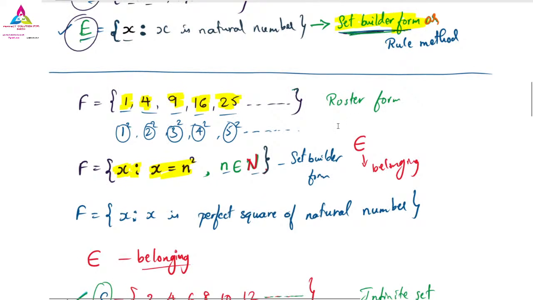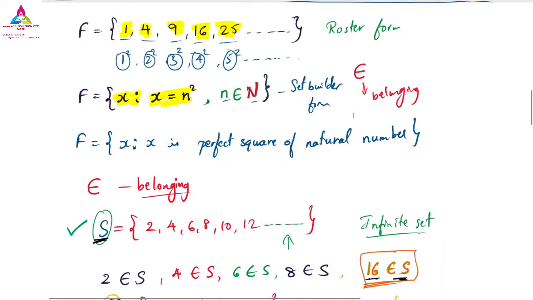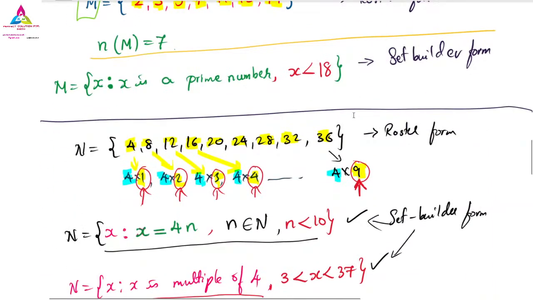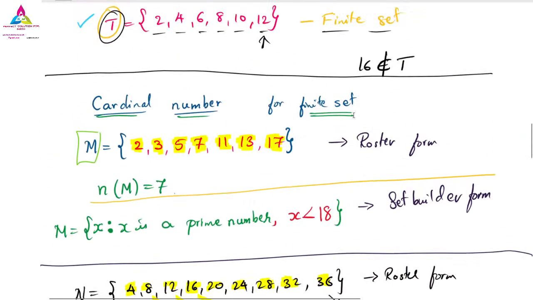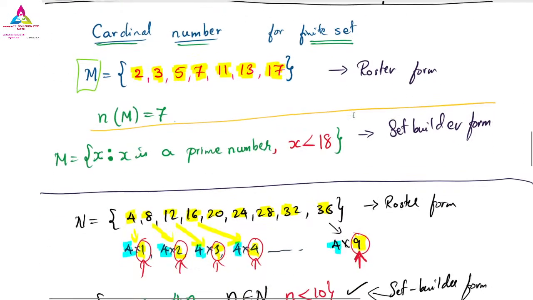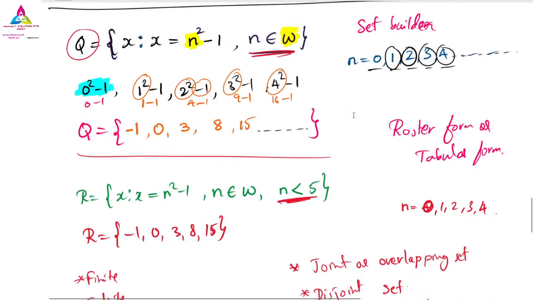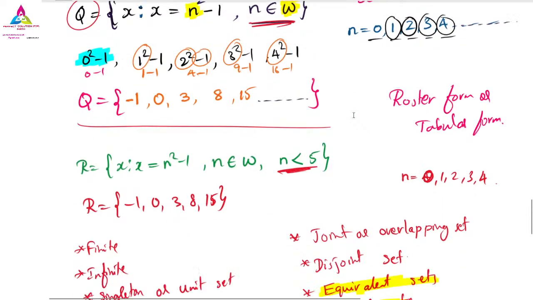The rule method is what we call set builder form, and we also learned the roster form. These are the parts we have learned so far. We also learned about finite and infinite sets, what is belonging and what is not belonging, and we converted the roster form to set builder form.